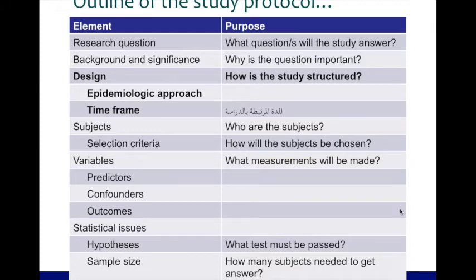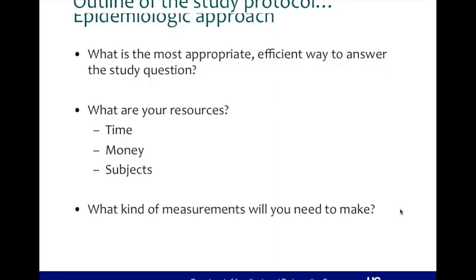The background and significance really talk about why the question is important. And that can be a very lengthy section of your protocol and is something that really is worth doing a lot of research on in advance, a lot of reading. And you want to decide first what is already known about the topic. So you want to start there. You don't want to study what's already known, but you want to start with what is known and then decide what the next logical step would be.